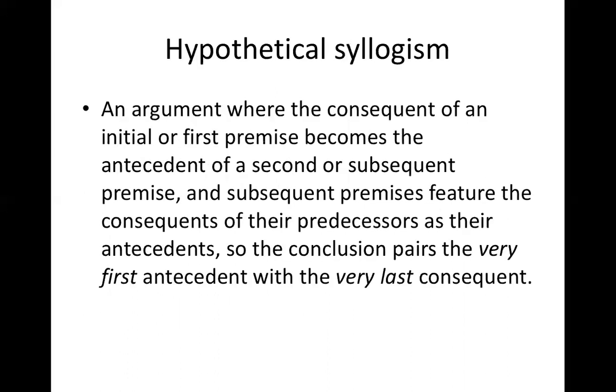Now let's go ahead. Hypothetical syllogism. So now we have done two kinds of deductive arguments. We did modus ponens and we did modus tollens. Modus ponens is an argument that affirms the antecedent. Modus tollens is an argument that denies the consequent. Now the third kind of deductive argument, we call it hypothetical syllogism. An argument where the consequent of an initial or first premise becomes the antecedent of a second or subsequent premise. So you see the consequent of a premise becomes the antecedent of the next premise. Just like that. Let me give you an example.